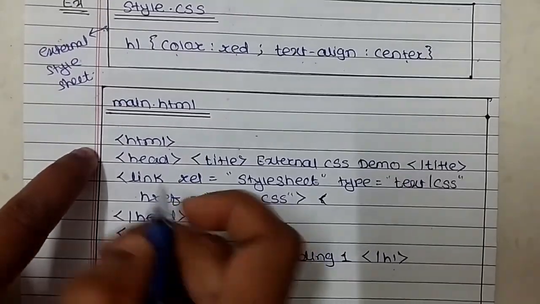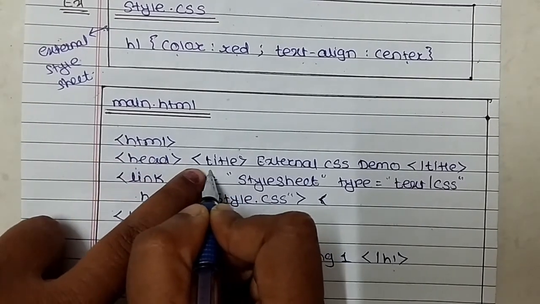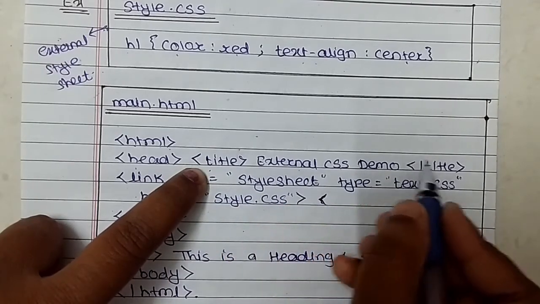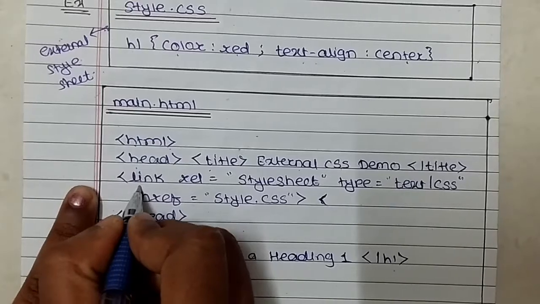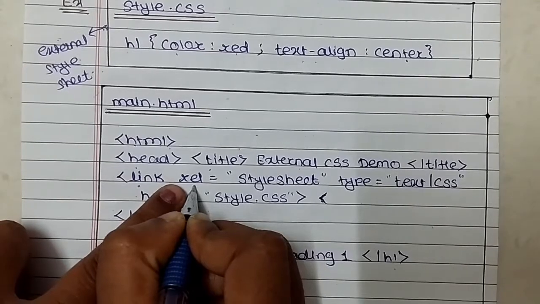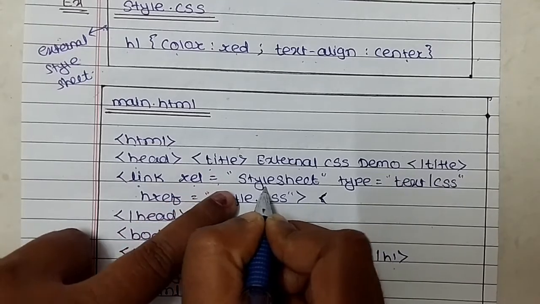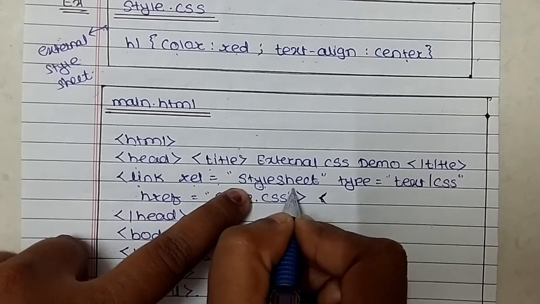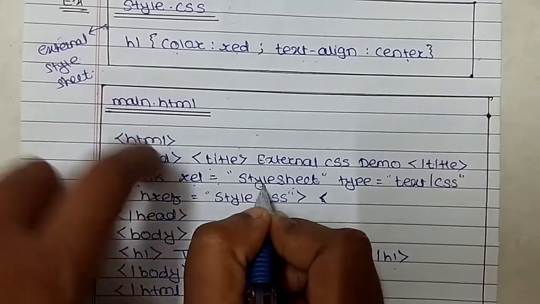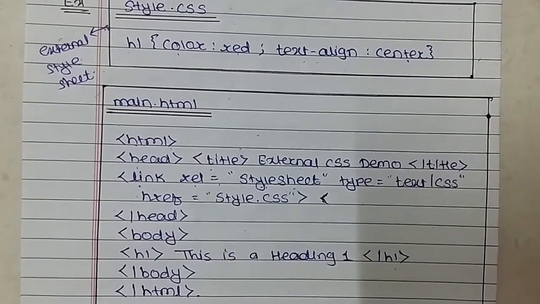So how to use this? The first tag is html, then head. In the head tag, I give one title, external CSS demo, and close it. Next, I want to use the link tag. The first attribute of the link tag is REL. This attribute shows the relationship between the linked file and the HTML document. It shows the type of the document, which is style sheet. We want to design one style sheet, so REL is stylesheet.